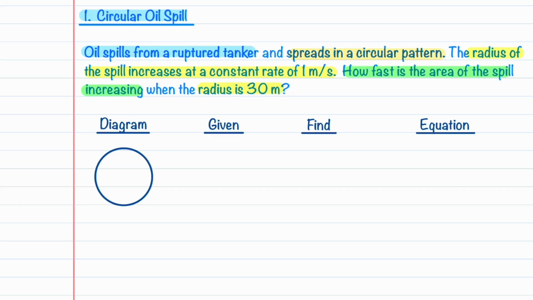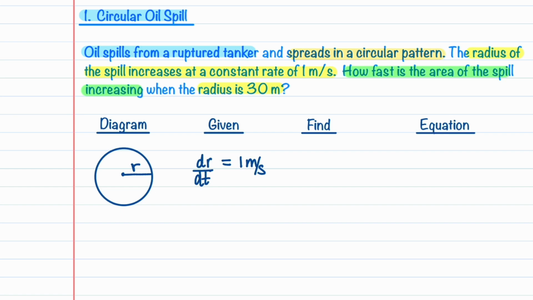Since the oil spreads in a circular pattern, I went ahead and put a circle down here for our diagram. We need to assign a variable to this. So if we talk about the oil spreading, we are going to be looking at how the radius changes. So let's go ahead and put an R down there for radius. Now let's look at what we're given. We are told that the radius of the spill increases, so that is dr dt, at a constant rate of 1 meter per second, so we're going to set dr dt equal to 1 meter per second. Make sure to include units when you're putting down this information.